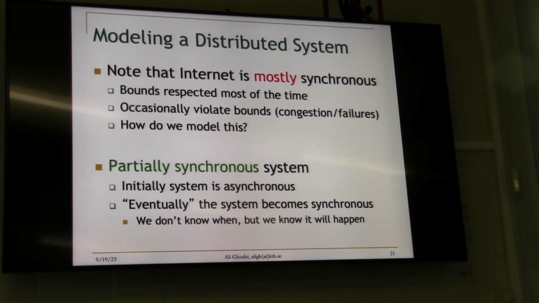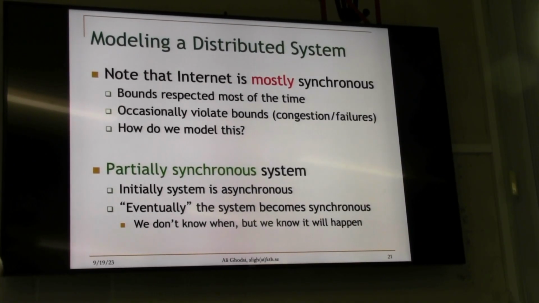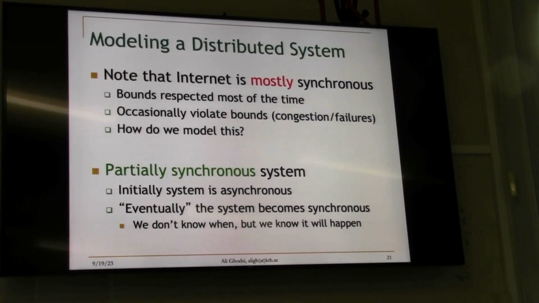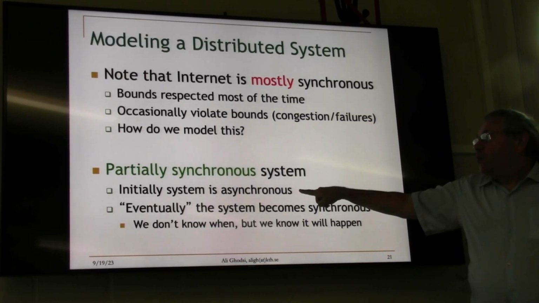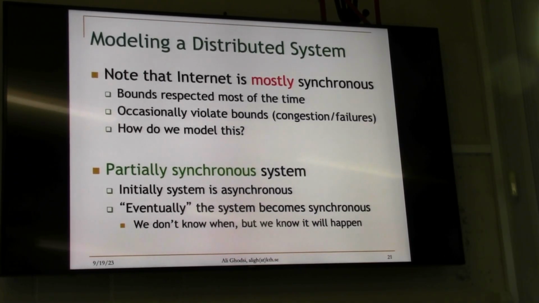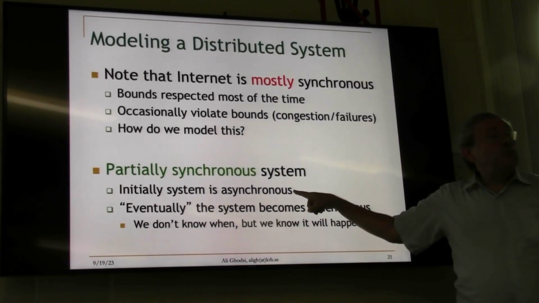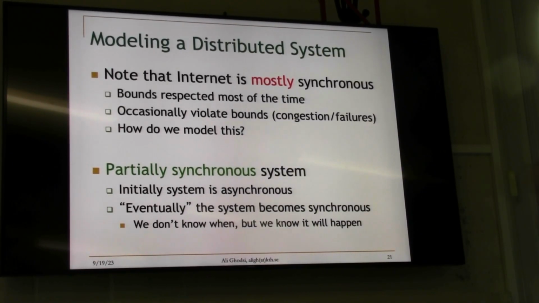So how does it work? So today I'm going to give you the intuition of this, but later on we'll see more formally, and we'll see how the algorithms use it. So it's like this. Initially, we assume the system is asynchronous. It's very, very bad. We assume it's really bad, asynchronous. But eventually, which means after some time, it becomes synchronous. So some magic happens, and we have bounds. So initially, the idea is we don't know the bounds. Computers are talking to each other, we don't know the bounds.